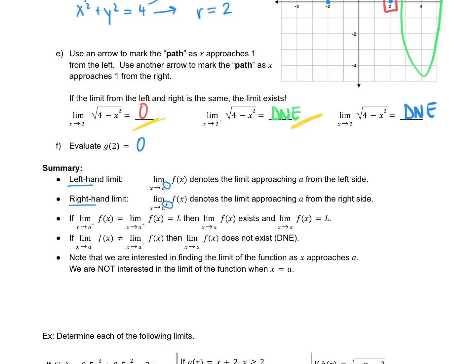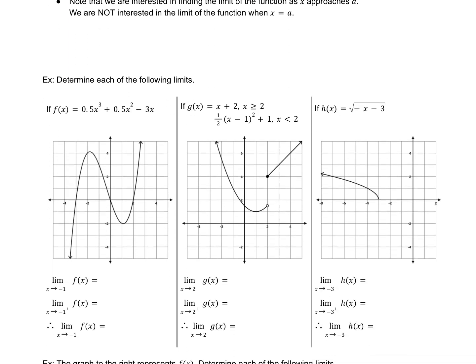Now, if the limit as x approaches a from the left is equal to the limit as x approaches a from the right of the function, if those match, then the limit as x approaches a exists, and it will be whatever value they have in common. If they do not match, then the limit does not exist. And as I've pointed out before, a limit can exist even if there isn't actually a point on the function at x equals a. All right, let's determine each of the following limits.